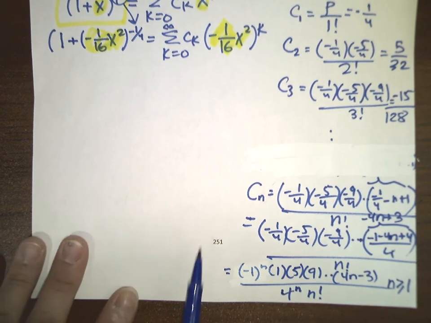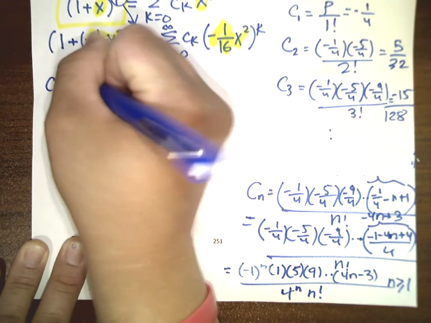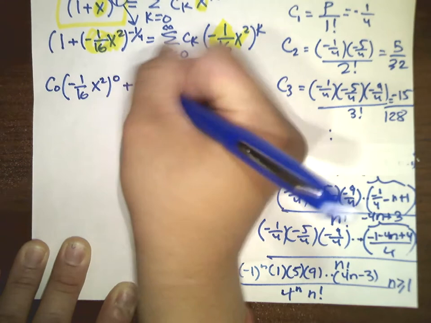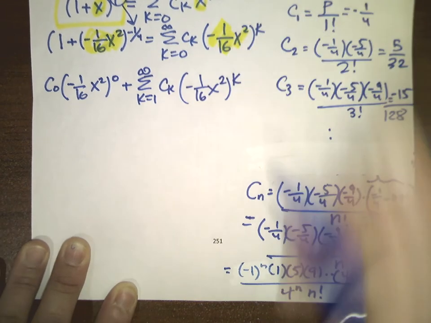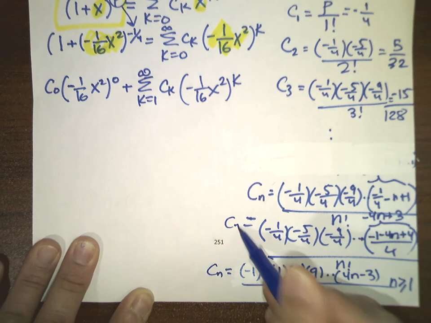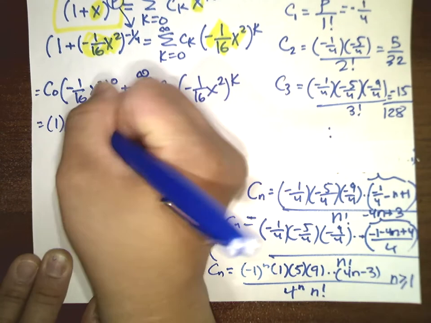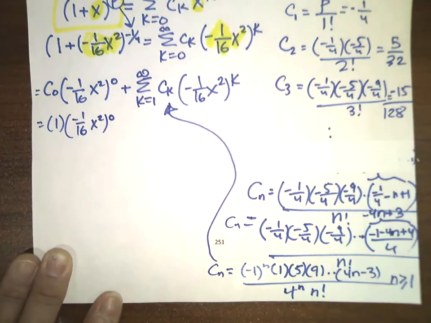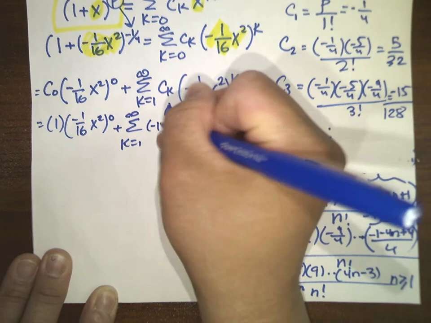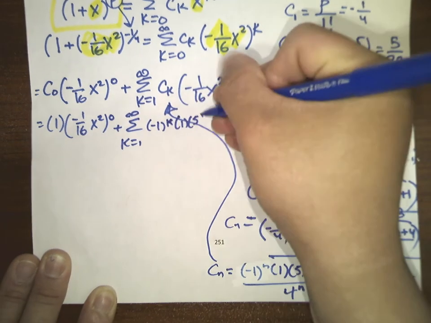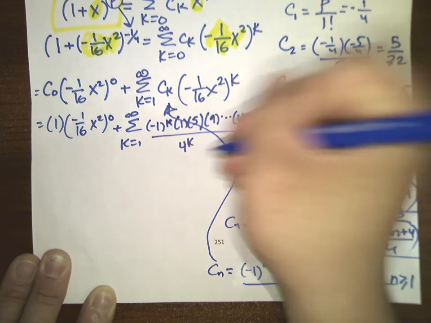So I need to start over here and make sure that I pull out the 0 term. So c0 times negative 1/16 x squared to the 0, plus the sum k equals 1 to infinity of ck times negative 1/16 x squared to the k power. This is my setup for the ck. C0 is 1, so I have 1 times negative 1/16 x squared to the 0, which is 1. And then plus the sum k equals 1 to infinity of ck, which now will be negative 1 to the k, and then 1 times 5 times 9 all the way to 4k minus 3, all over 4 to the k factorial.